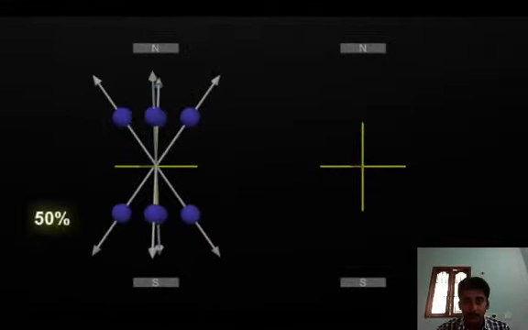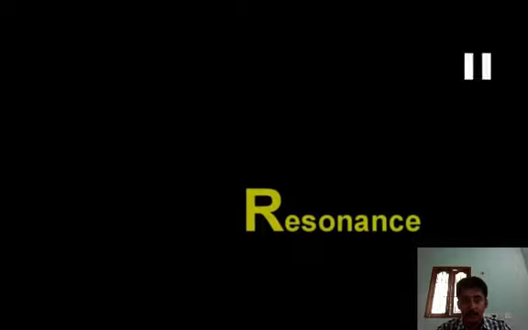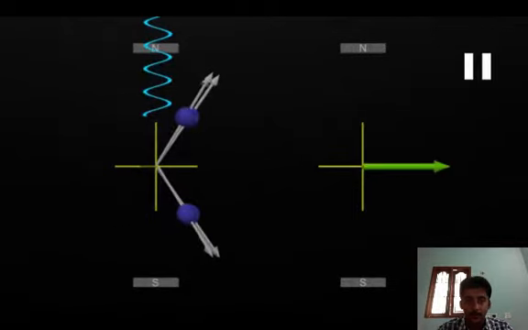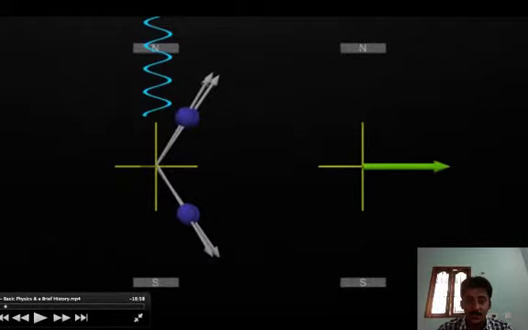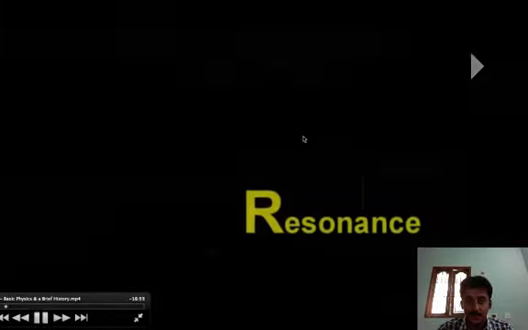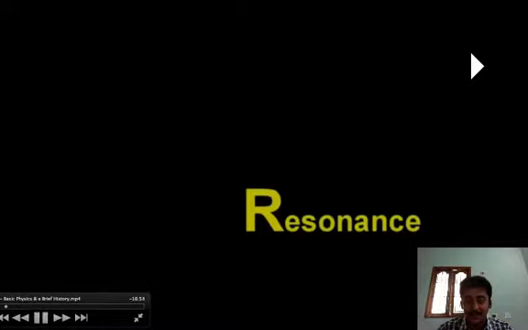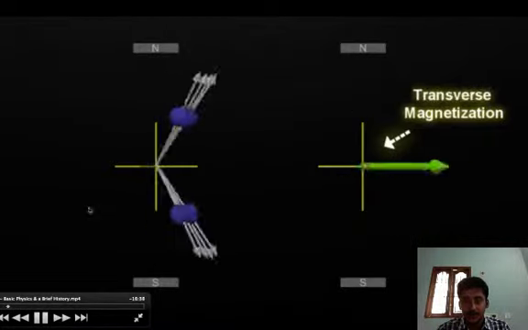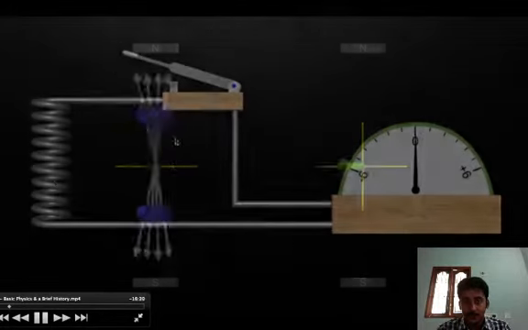So we apply a radio frequency to push 50% of protons downward, hence net longitudinal magnetization is 0. And then we are applying a sinusoidal wave. See here, we are applying a sinusoidal wave to push them to the same phase. Initially they are in different phases, and we use the sinusoidal frequency to push them to the same phase, and hence we can obtain a transverse magnetization. This is called net transverse magnetization. So this is the Larmor frequency.